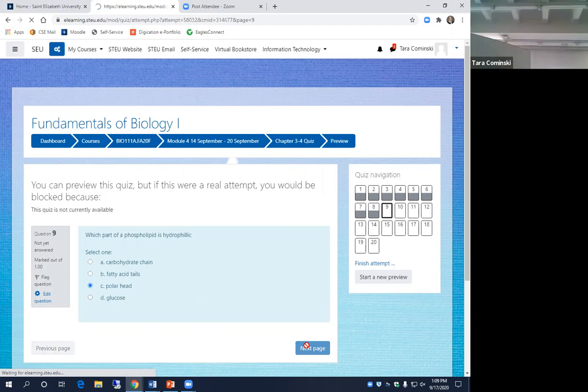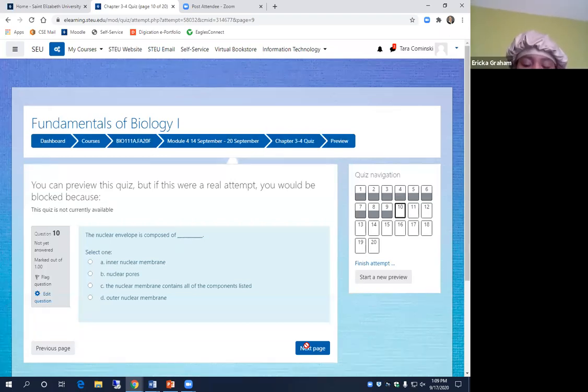Okay. The nuclear envelope is composed of what? What'd you say? C. Yeah, all of those other components, you guys say C here, right? Yes, C. The inner nuclear membrane, the nuclear pores, and the outer nuclear membrane.